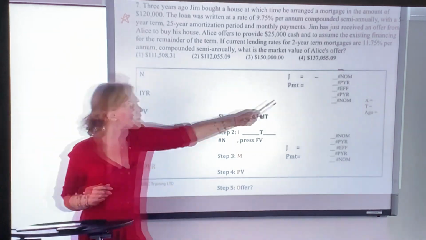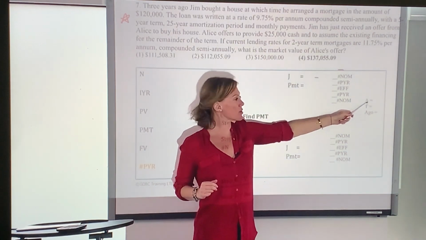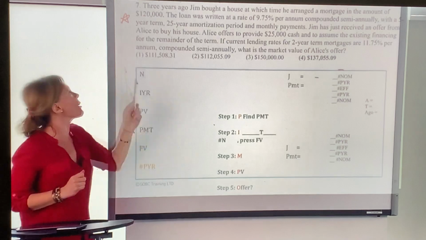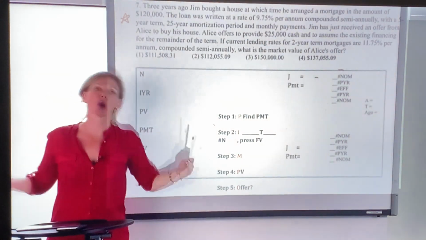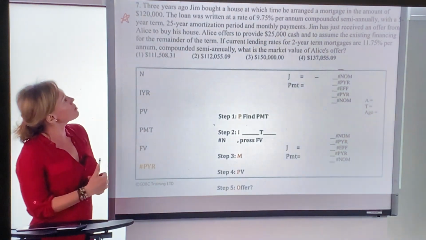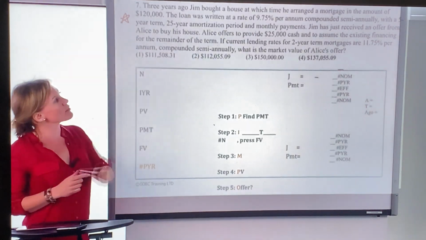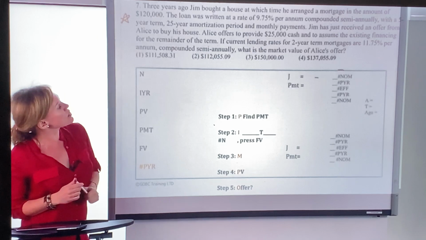You remember how we have this little box in here? We have the A, which is the amortization, the T is the term, and then we have the ago. So now I have to explain what this ago stands for. Okay. So somebody bought a house 3 years ago. So Jim bought a house 3 years ago. At that time, he got a mortgage of $120,000. The loan was given at 9.75% compounded semi-annually with a 25 years amortization and monthly payments.